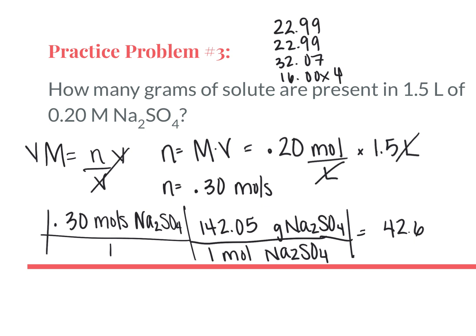42.6. Then finally sig figs. There are 2 sig figs in 0.3. So how many sig figs here? What are we going to round that to? 43 grams Na2SO4.